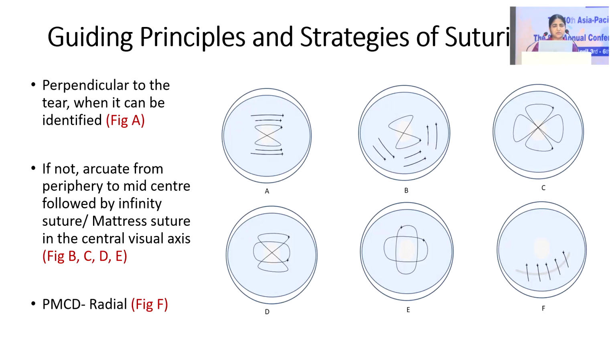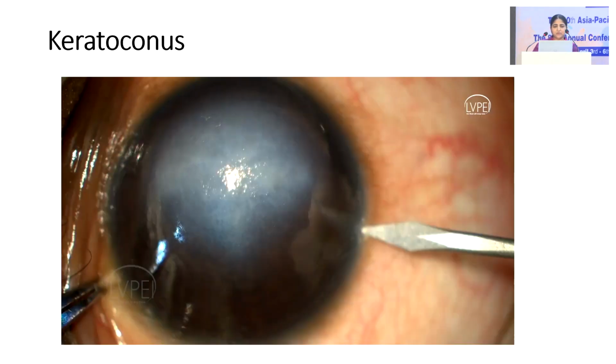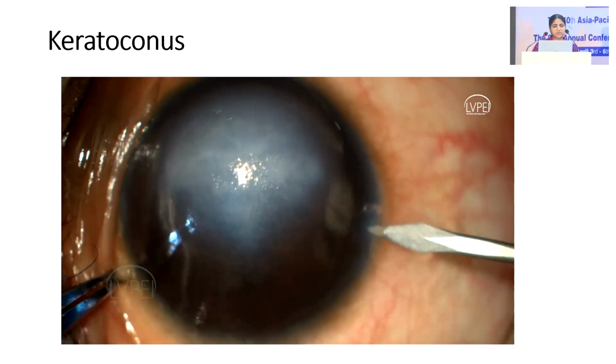This is later followed by the center infinity suture, which is in the form of an overlay, so that we don't go through and through into the stroma. And these are the various patterns. In pellucid, because the tear is almost always concentric, in eye drops we will apply radial sutures, as shown in figure F. So this is one case of keratoconus with a 3 weeks eye drops history.